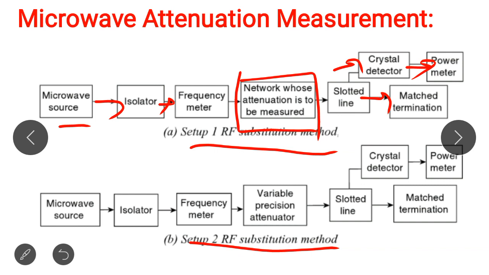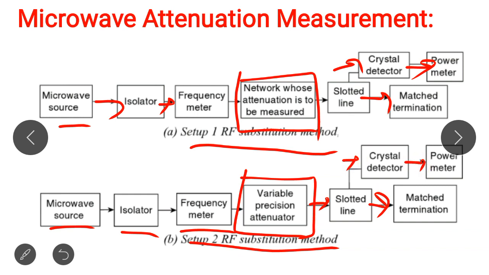Now in the next setup, we have a microwave source, then an isolator, then a frequency meter. Instead of the device under test, we replace it with a variable precision attenuator, which is a calibrated attenuator. Then we connect a slotted line section, and this slotted line section is short terminated. Now we have connected a probe, that is a crystal detector, and with its help the signal is fed to the power meter, and the reading of the power meter is taken.